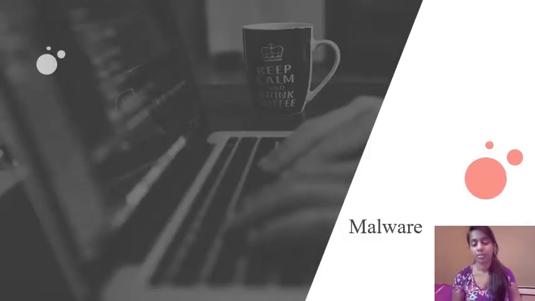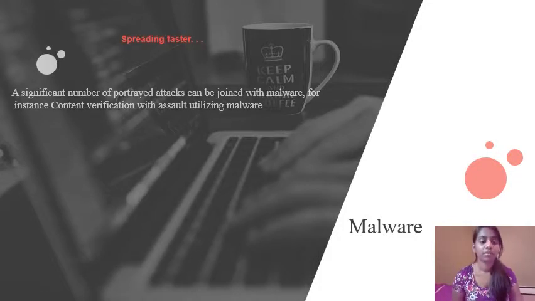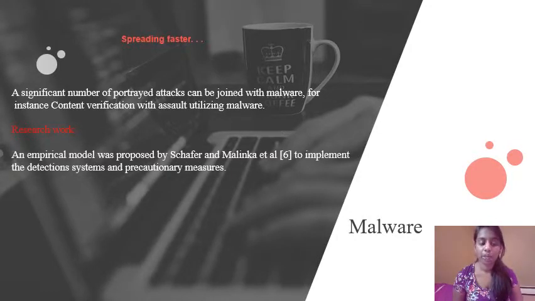The next one is malware spreading. As the name implies, it spreads faster in the peer-to-peer network. A significant number of the described attacks can be combined with malware, for instance, content verification attacks utilizing malware. Research work: an empirical model was proposed by Schaffer and Malinika et al. to implement the detection systems and precautionary measures.